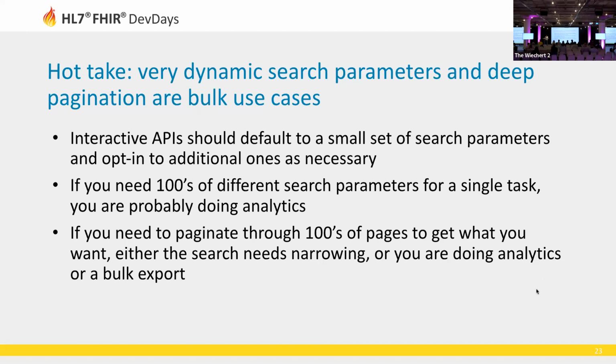I think that if you need that many search parameters and that complicated of an API, you're probably doing analytics. And if you want to paginate through hundreds of pages where each page is hundreds of elements, you're probably doing analytics. So I would like to hear what people think about that. And if you're going for analytics, you're probably going for something like SQL on FHIR. I'm very bullish on SQL on FHIR. I think that is the way to do these types of things.